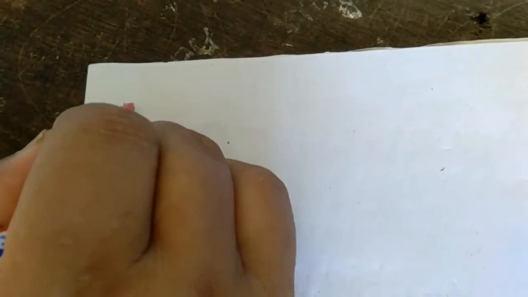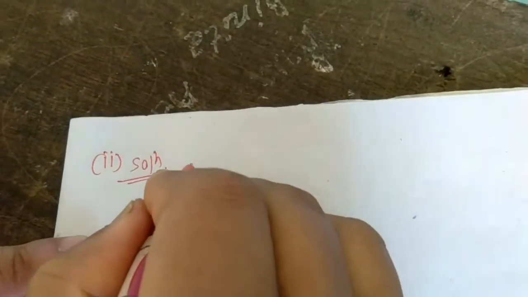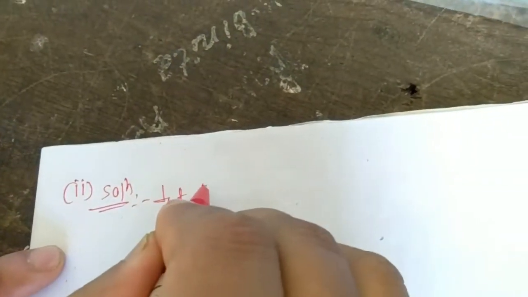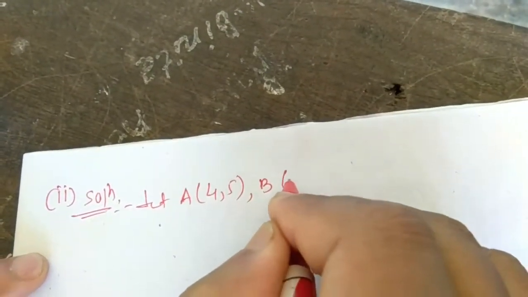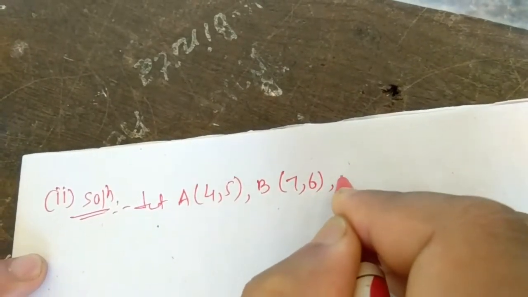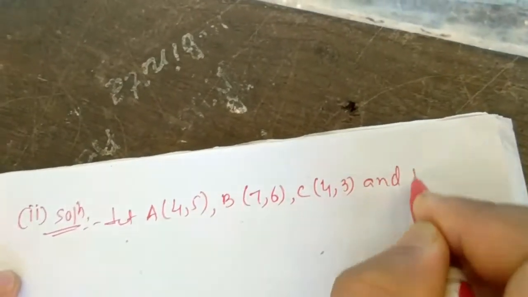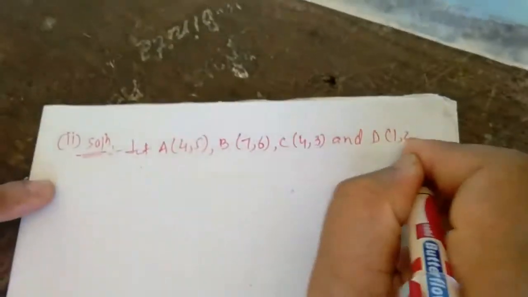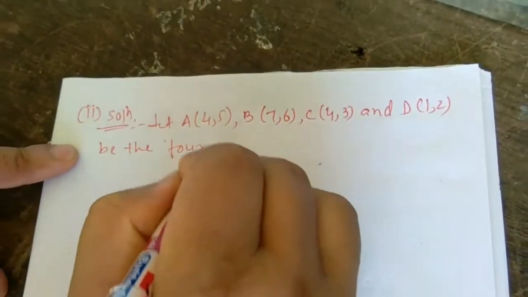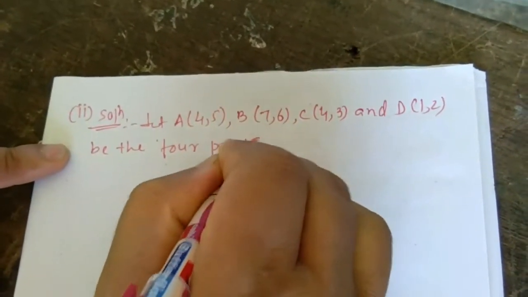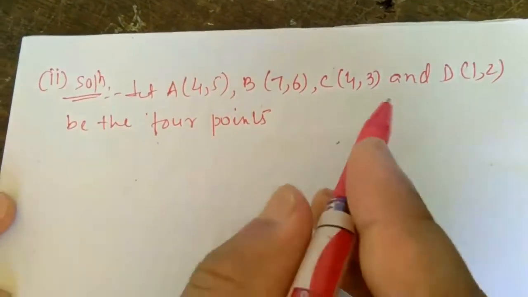Now, solution to question number 6.2. Okay, solution same as before. We'll take let A (4,5), B (7,6), C (4,3), and D (1,2) be the 4 points. Okay, 4 points. So same as before, first we have to find AB, BC, CD and DA.